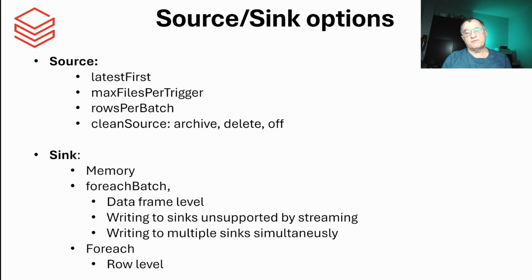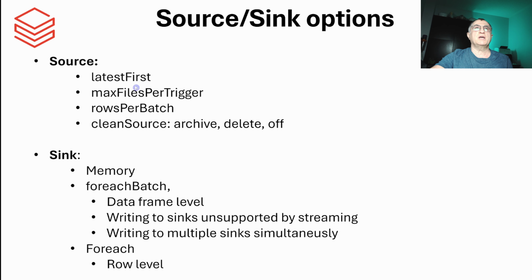Changing frequency of micro batches in a stream is not the only way of changing its behavior. So you can adjust certain source and sink parameters to change the way streaming behaves. Depending on your source type, some of the common source options that you can use are the following.